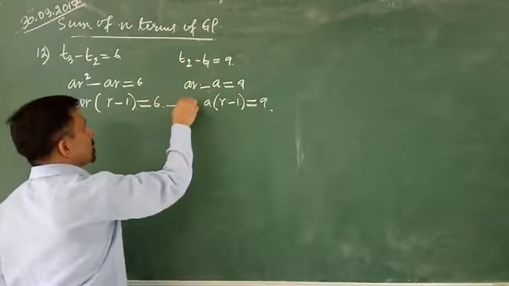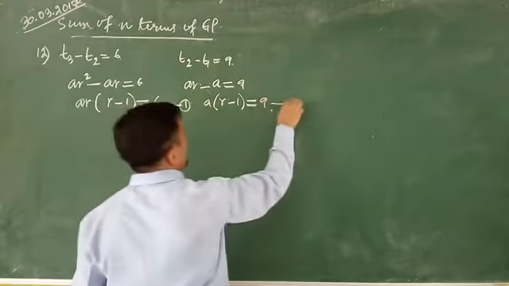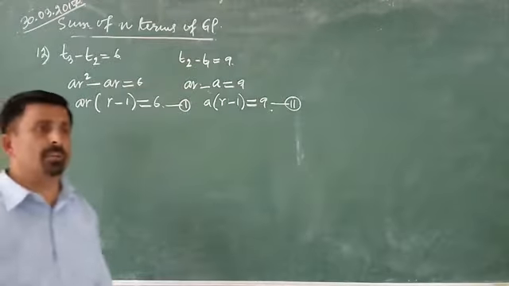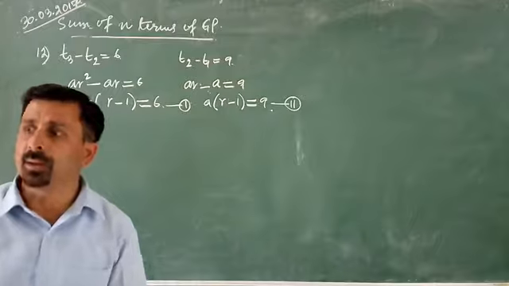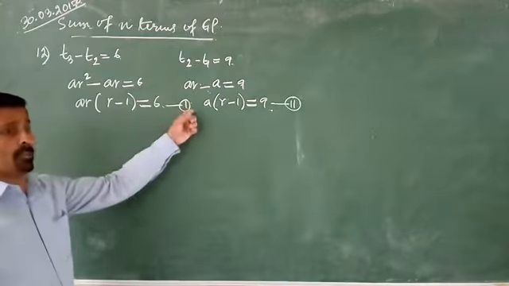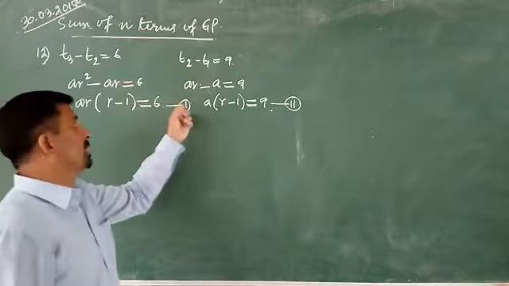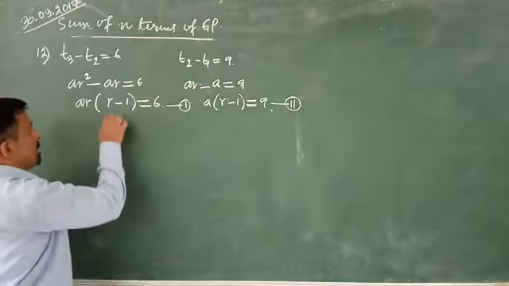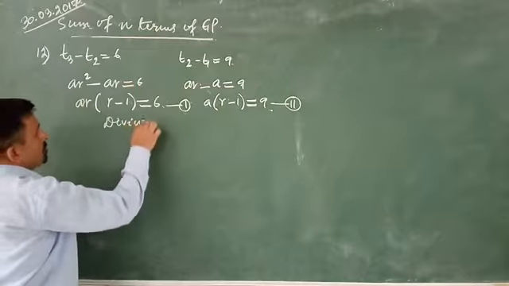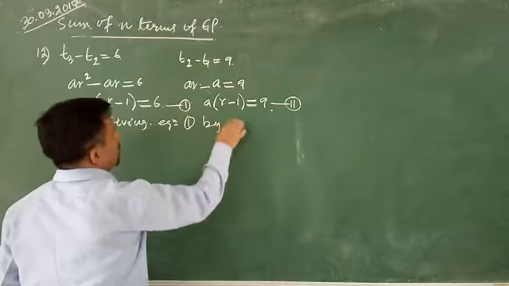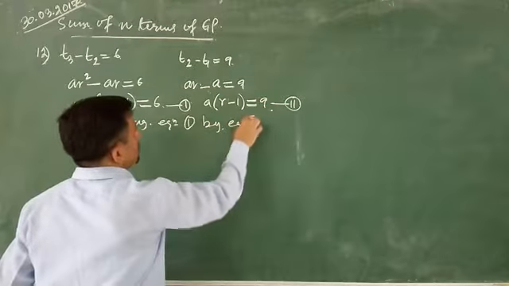We can name this as equation number 1 and this as equation number 2. We are going to simplify equation number 1 and equation number 2 to find the value of A and R. Is it okay? Yes, sir. Since equation number 1 is of higher order, we will try to divide equation number 1 by equation number 2. So we will say, dividing equation 1 by equation 2.